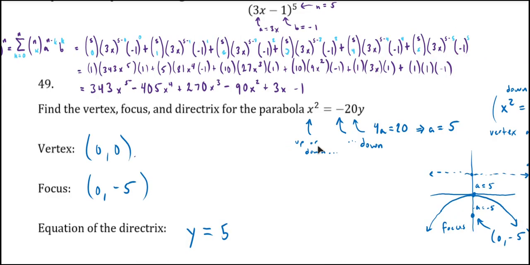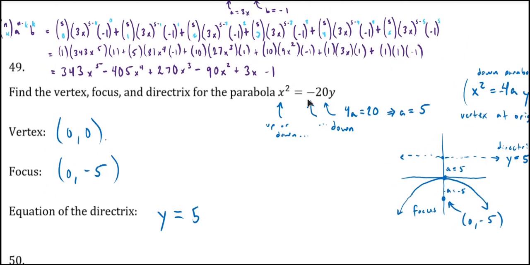Question 49 starts to get us into the conic sections. We should identify that this is in fact a parabola. We have an x squared while y is not. X squared means it's facing up or down, and this term being negative means it's going down. Our 4a term is equal to 20, so a is equal to 5, and this tells me how far away from my vertex my focus and directrix are.